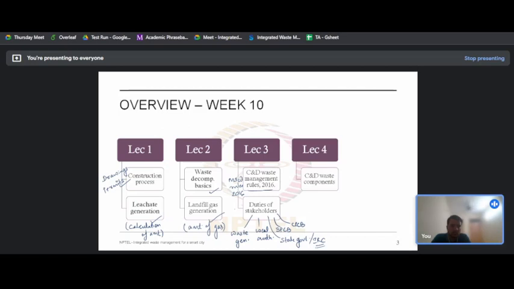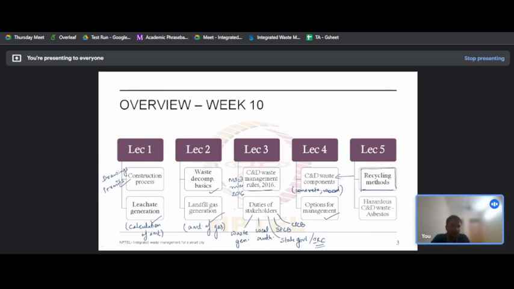Then lecture 4 was about the C&D waste components. So what are the components in C&D waste? It can be used-up concrete, wood, gypsum, and so on. Then the options for management: where all we can use these waste components. Then lecture 5 was about the recycling methods. What are the methods that are used for recycling of the different C&D waste components? And finally, we had lecture 6. It was about the hazardous C&D waste such as asbestos.